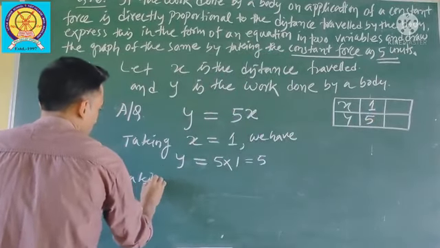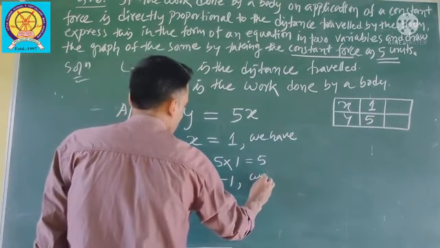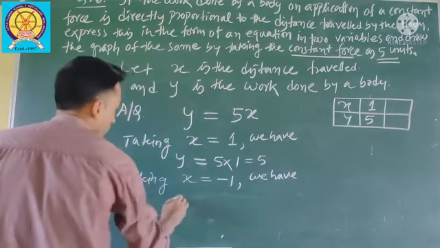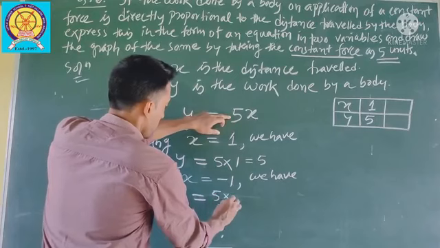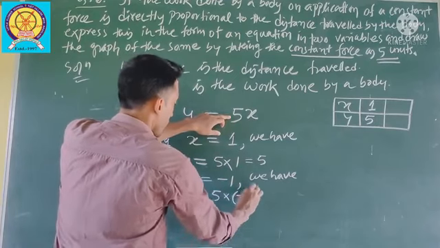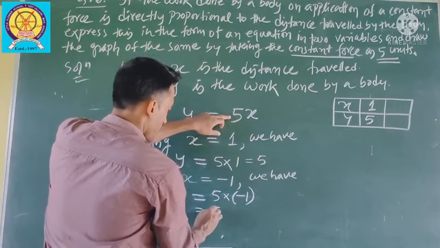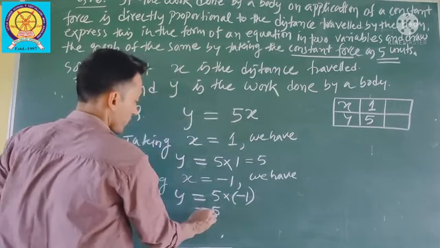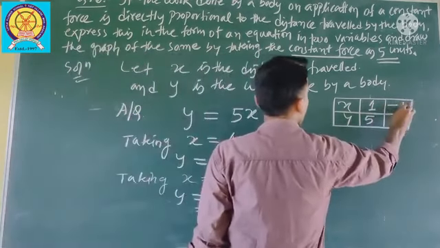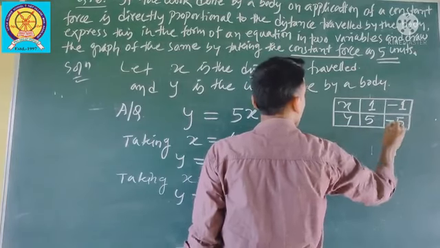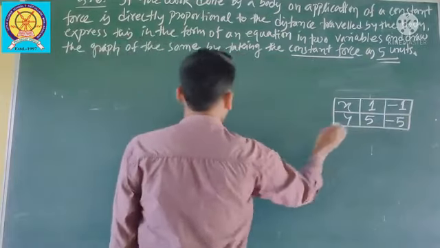Find one more. Taking x as, for example, minus 1, we have y equal to 5 into x, which is minus 1. 5 into minus 1 is minus 5. When we take x as minus 1, at that time we get y as minus 5. Now we'll plot these points on a graph paper.